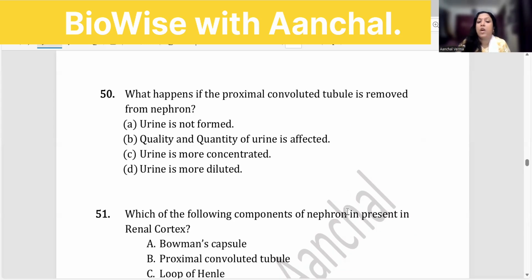Now moving next, what happens if proximal convoluted tubule is removed from the nephron? So you should know that what is the function of PCT. Now PCT helps in reabsorption of glucose, amino acids and other molecules. So the filtrate, the glomerular filtrate which comes out from the Bowman's capsule is huge in quantity.